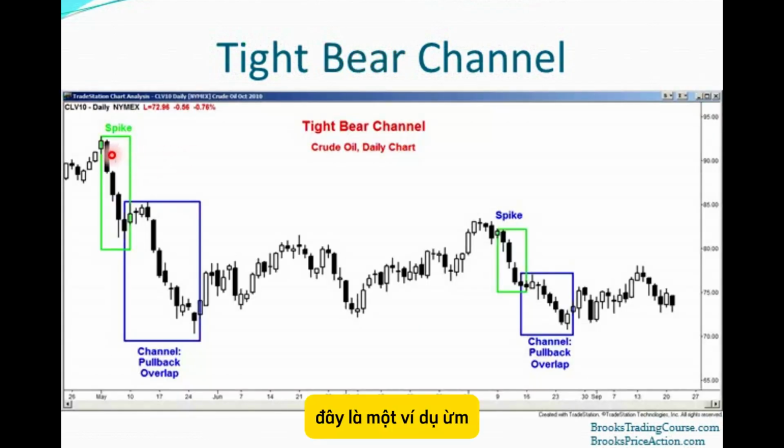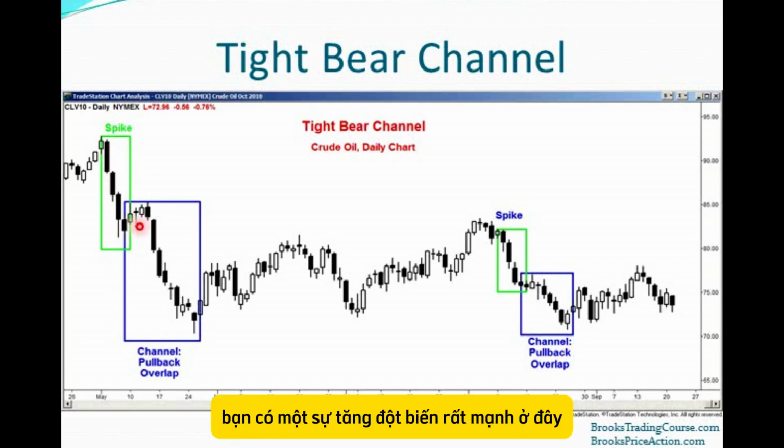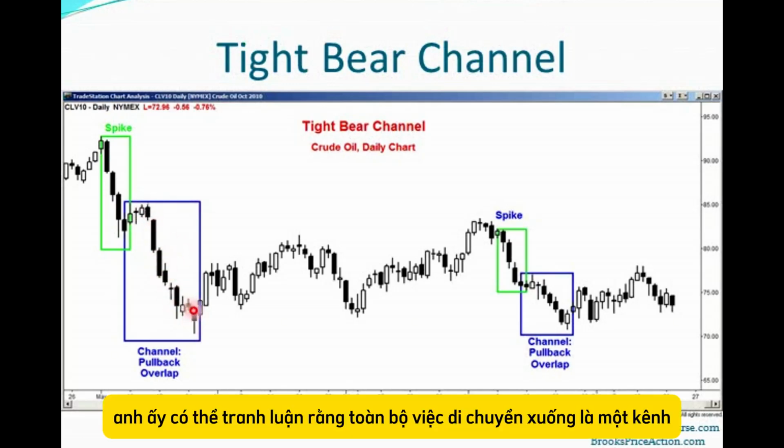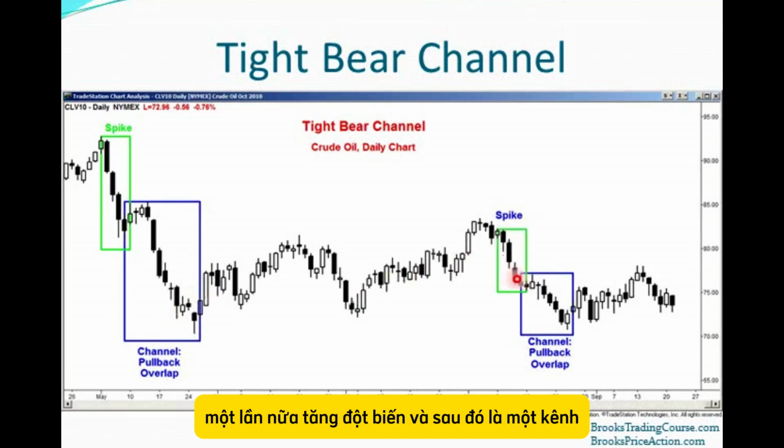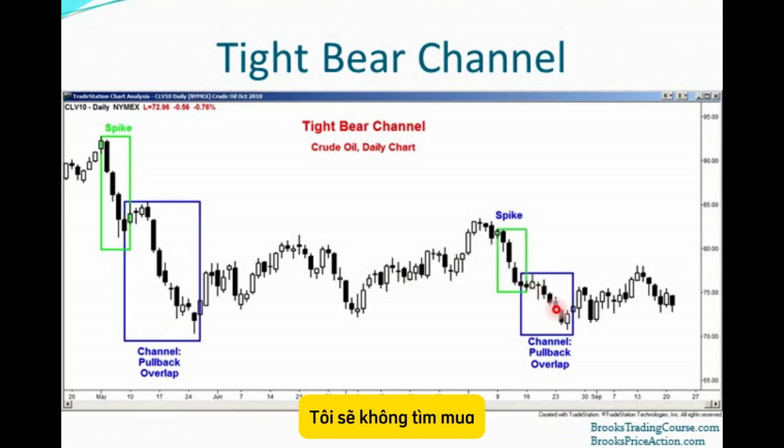Here's an example. You got a very strong spike here. This is a spike, but it's also pretty much of a channel down here. You could argue that the whole move down is a channel. But it's very, very strong. I would not be looking to buy when the market looks like that. Again, a spike and then a channel. This channel is a very tight channel. I would not be looking to buy when the channel looks like this.